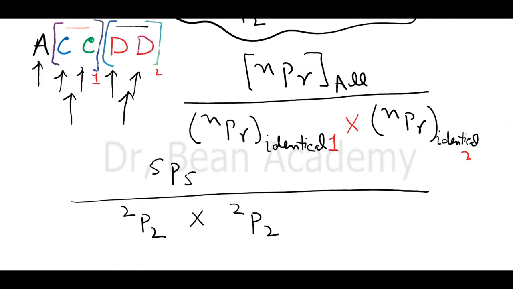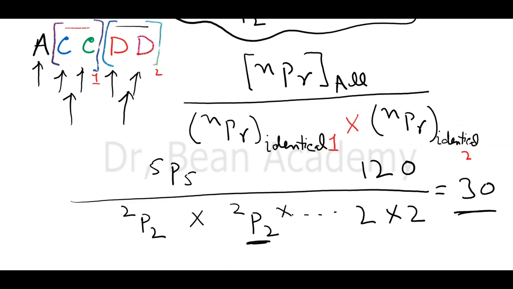So if I use my calculator, it tells me that 5P5 equals 120. And then 2P2 equals 2. Of course, this also equals 2. And then 120 divided by 4 equals 30. So you see, it doesn't matter how many identical sets of items you have, you can just extend this formula further. Just keep multiplying. And here, of course, you will get only 1. So actually these terms will reduce the duplicate results, and you will get the distinct permutations.